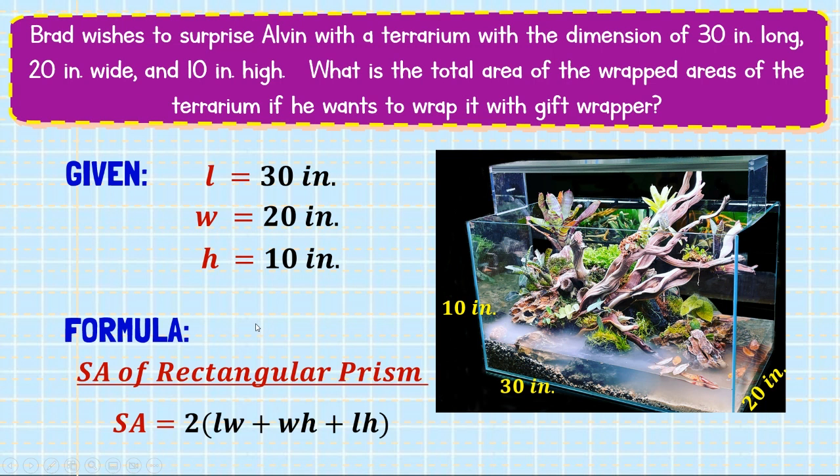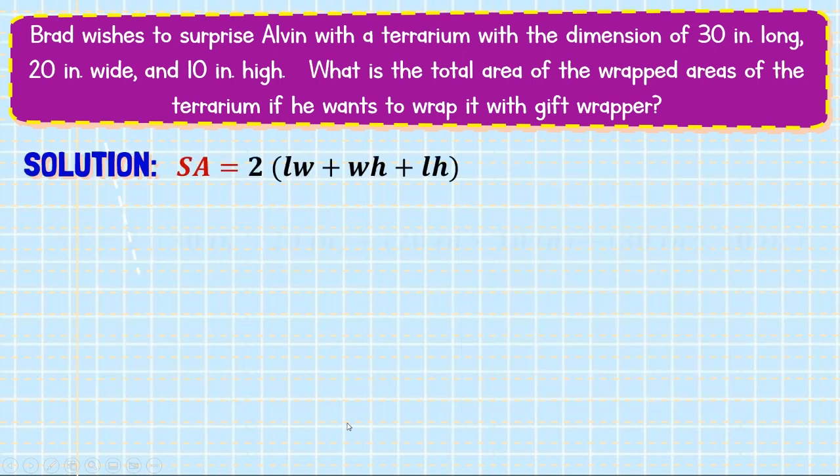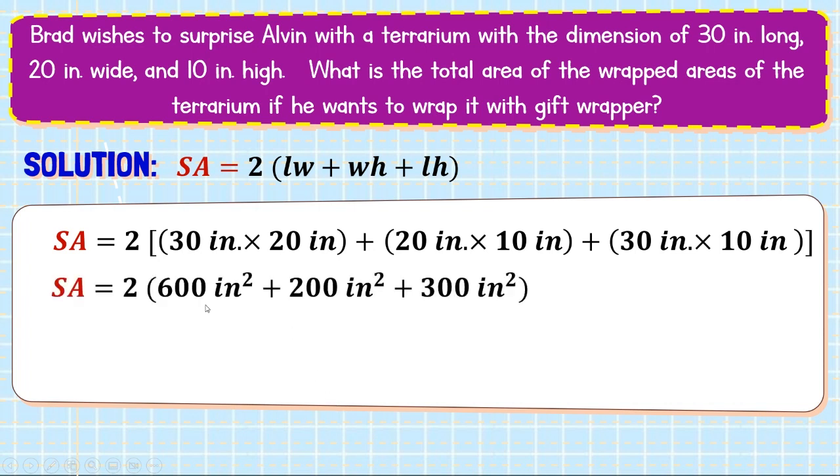The formula we're going to use is the surface area of the rectangular prism: 2 times the quantity length times width plus width times height plus length times height. So substitute the values of the length, width, and height. Therefore, this would be the equation. 30 times 20, the answer is 600. 20 times 10, the answer is 200. And 30 times 10, the answer is 300. Add it all together, the answer is 1,100 square inches.